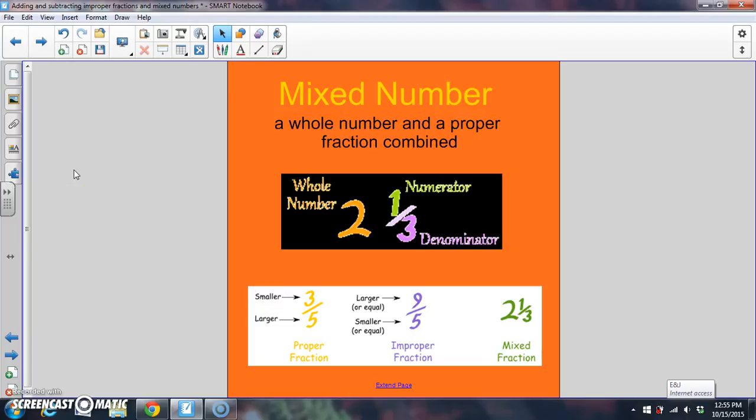A mixed number is a whole number and a proper fraction combined. So we have the whole number 2 and then the numerator and denominator of 1/3. We've so far talked about proper fractions, improper fractions, and now we're adding in this mixed number part. We're really going to focus on what to do when we add with them today. Write this down in your notebook. Pause it if you need to.